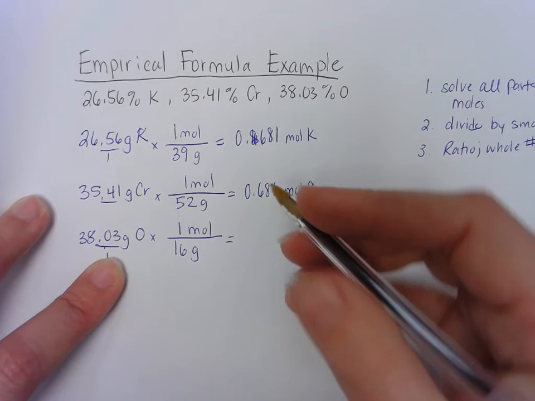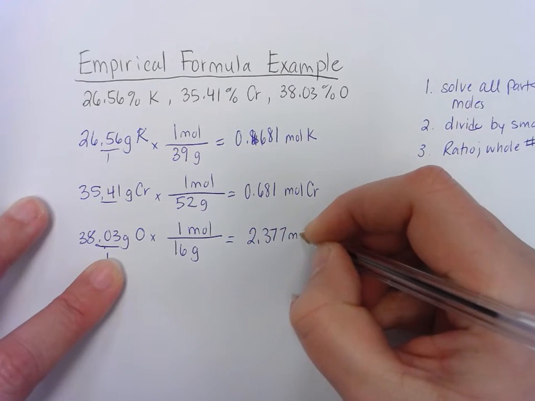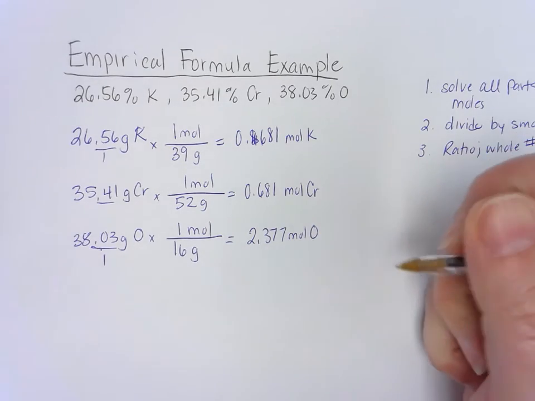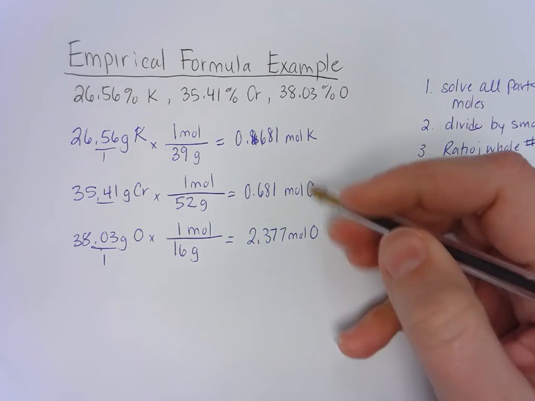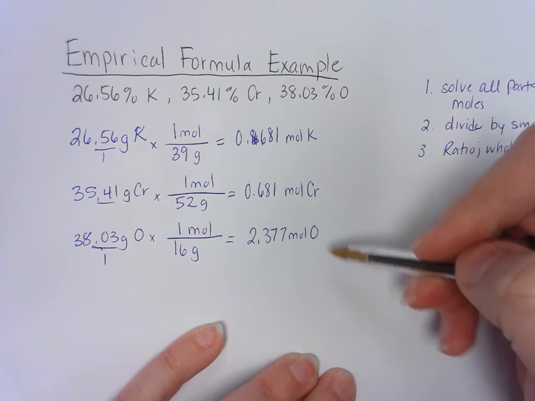And the answer for this one is 2.377 moles of O2 oxygen. Alright, so now we have the mole numbers and we're going to compare them. We're trying to find the ratio. So how many K, how many Cr, how many O?